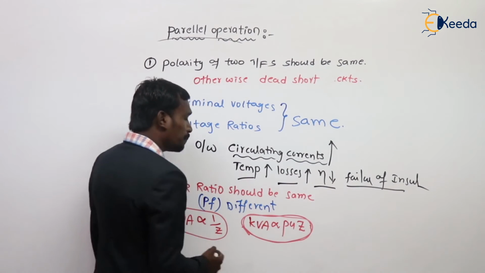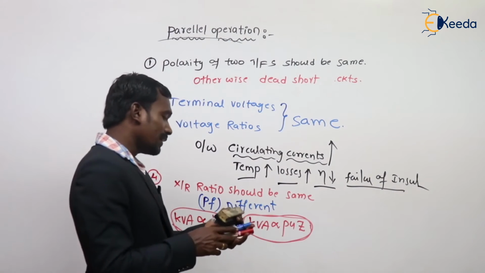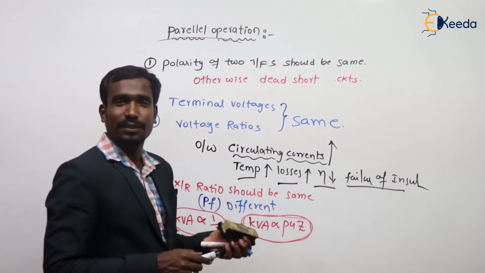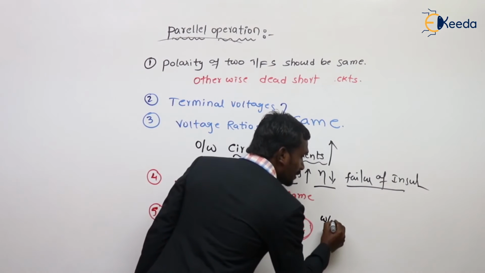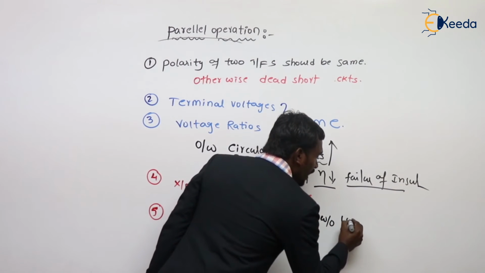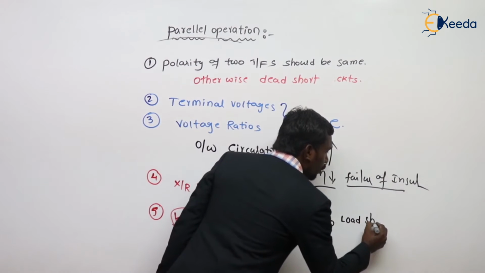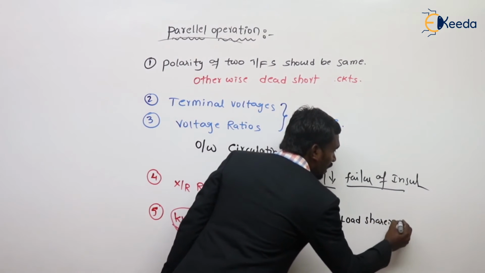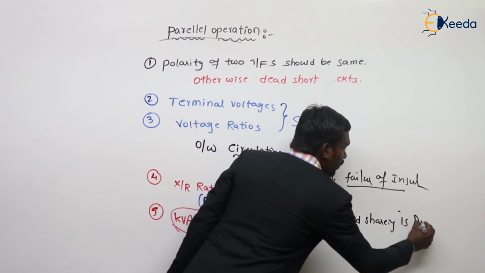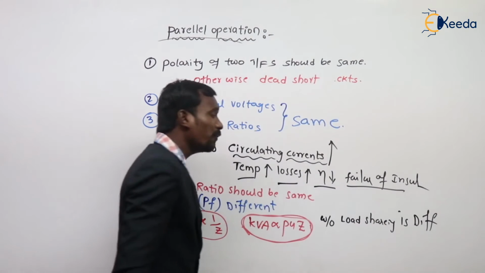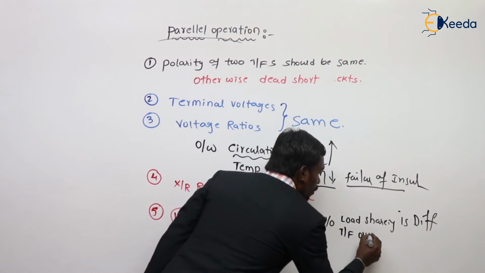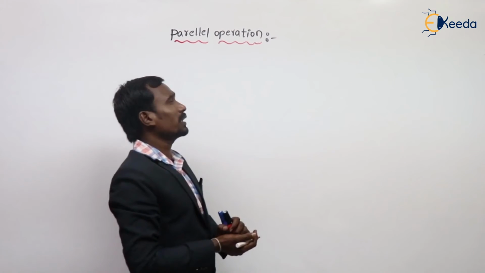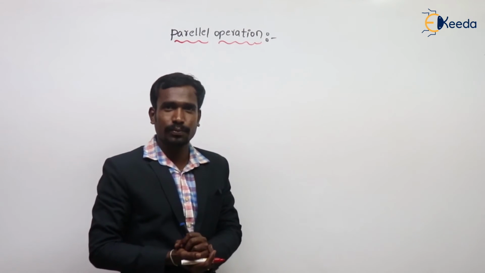If the fifth condition is not satisfied, what happens, sir? Otherwise, load sharing is difficult. Load sharing is difficult, which means one transformer is overloaded. How do the transformers share the load?